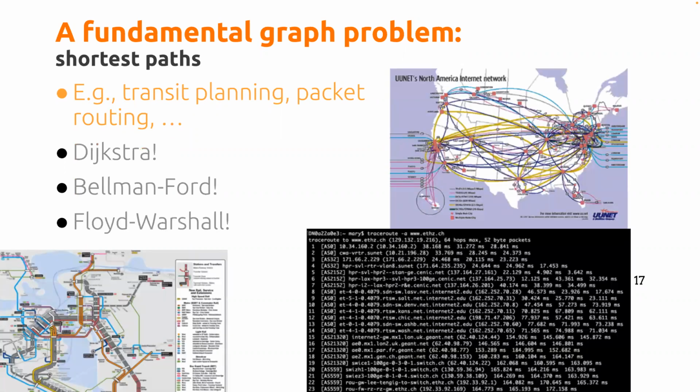Who can tell me the difference between these 3? When would you use which one? Yeah. Dijkstra can't handle negative edge weights. Great. So with Bellman-Ford, okay, yeah, that's perfect. So the big thing to remember with Dijkstra is it only works with positive edge weights.